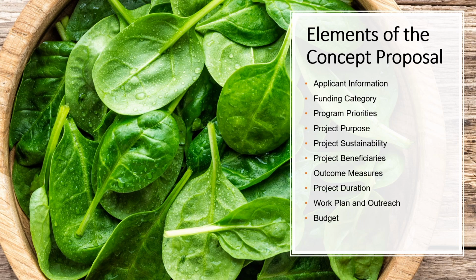Outcome measures. We'll discuss this in a later slide, but like project beneficiaries, the information provided should be reasonable and achievable within the grant duration. Budget. We encourage all applicants to double-check their budget. Typos or math errors can affect eligibility or cause a project to be disqualified if the budget exceeds the amount allowable. Excessive unallowable costs can also result in a project being disqualified.